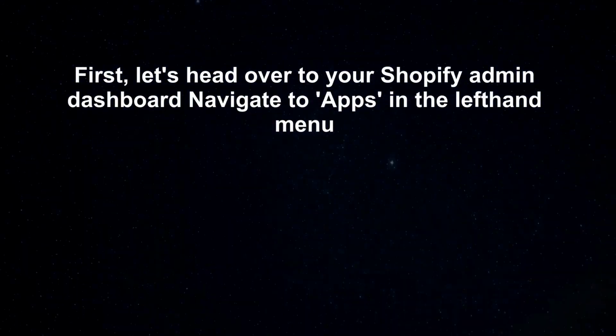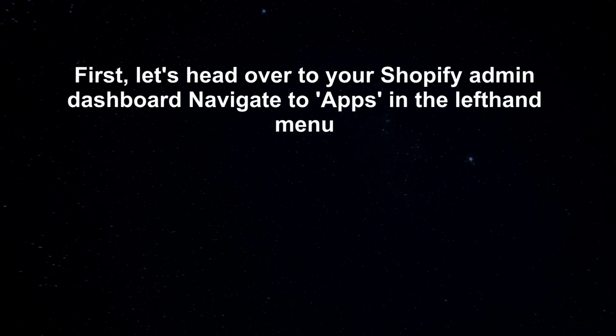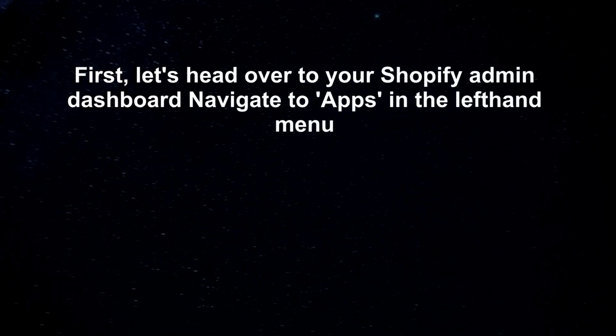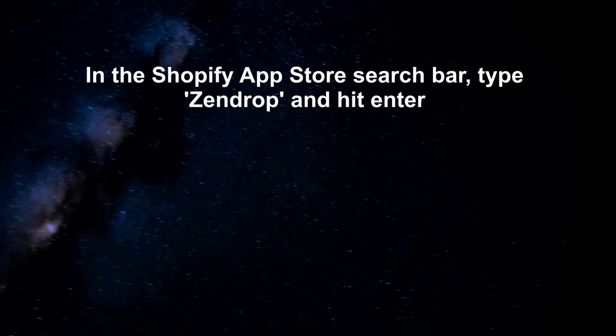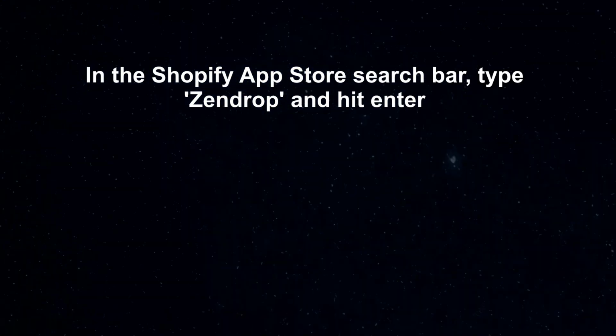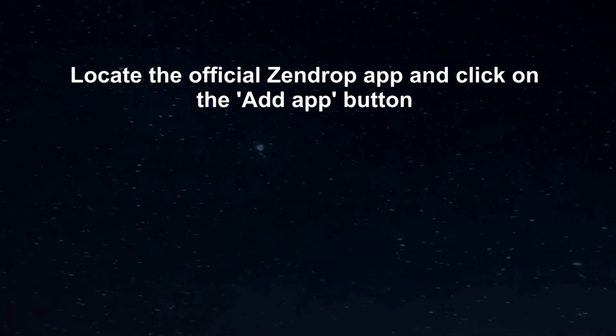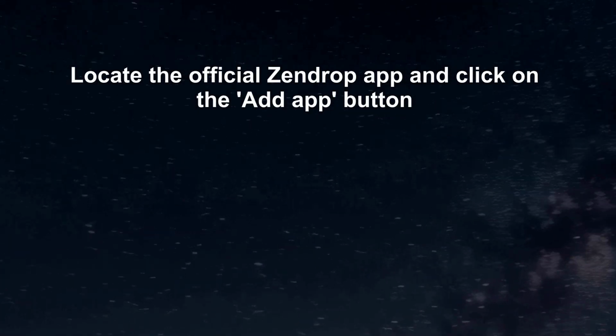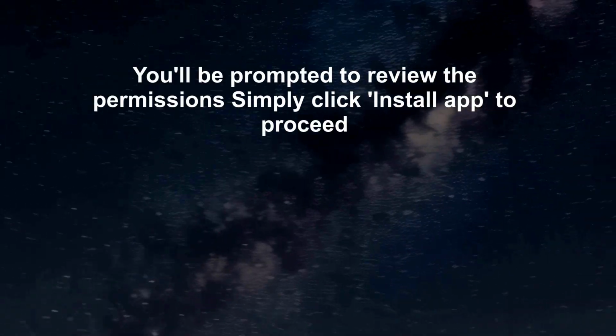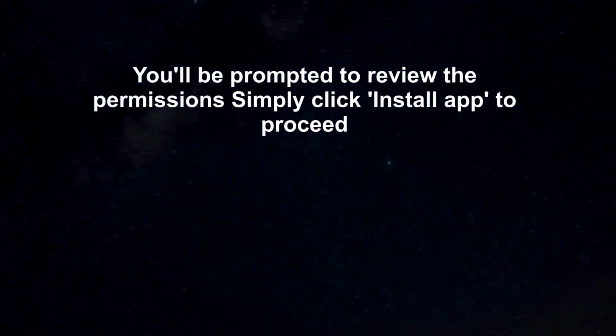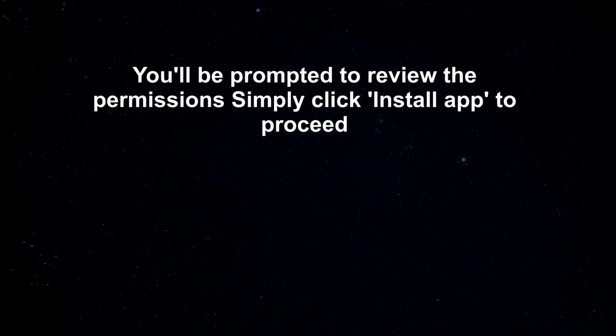First, let's head over to your Shopify admin dashboard. Navigate to Apps in the left-hand menu. In the Shopify App Store search bar, type Zendrop and hit Enter. Locate the official Zendrop app and click on the Add App button. You'll be prompted to review the permissions. Simply click Install App to proceed.